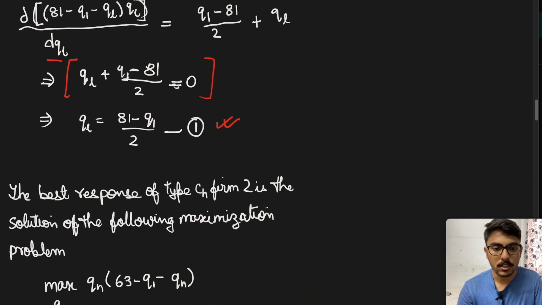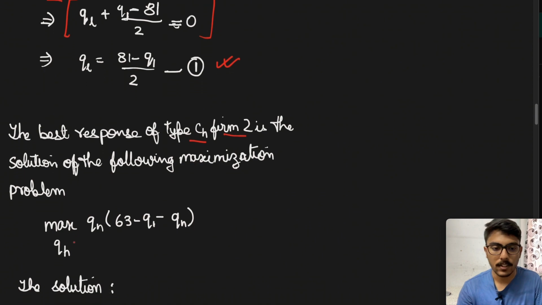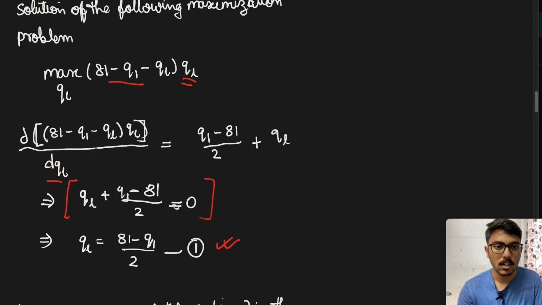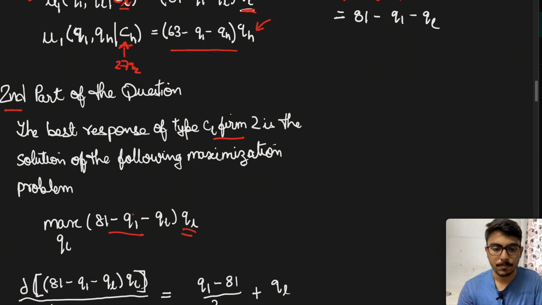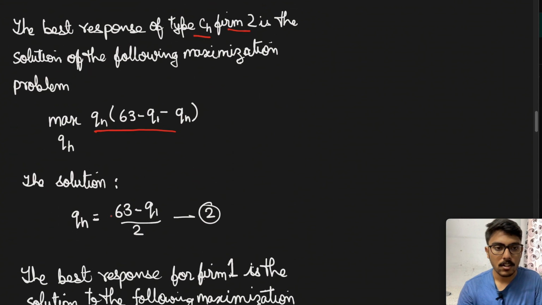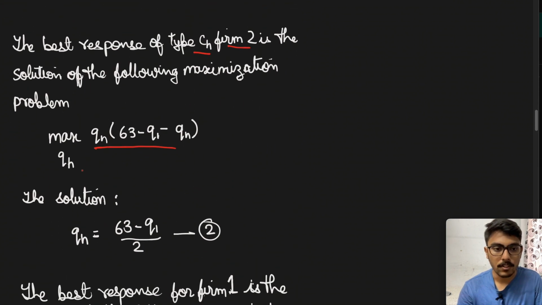Similarly, we will find the best response of type CH for firm 2 is the solution of the following maximization problem. Again, as you might have guessed, it will be this maximization equation. Why? Because this is the utility associated when player 2 is playing CH, that is its type is the higher cost. So in that case, we will have this maximization equation, and with respect to QH, we will now differentiate, that is partial differentiation. So we come out to as equation 2.